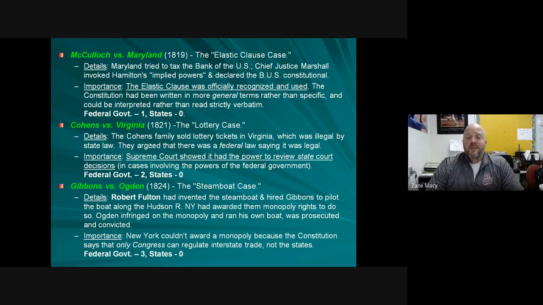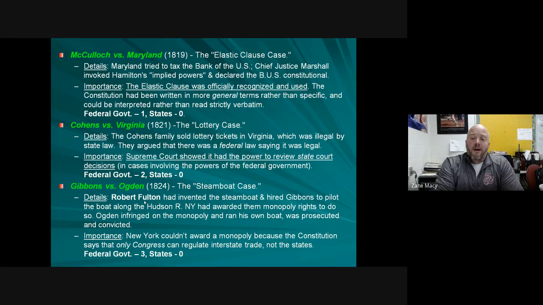So this is a win for the federal government. The federal courts trump state courts, federal laws trump state laws. This is a second win for federalism as opposed to states' rights. Gibbons versus Ogden, the steamboat case. Robert Fulton had invented the steamboat in the early 1800s, and he had hired Gibbons to pilot a boat across the Hudson River, north and south, up and down the Hudson River. And the state of New York had awarded them monopoly rights to do so.